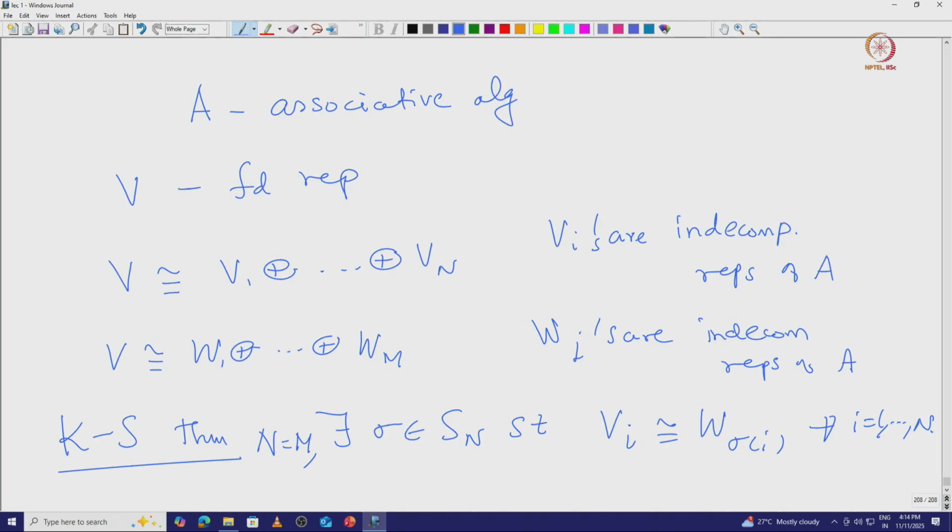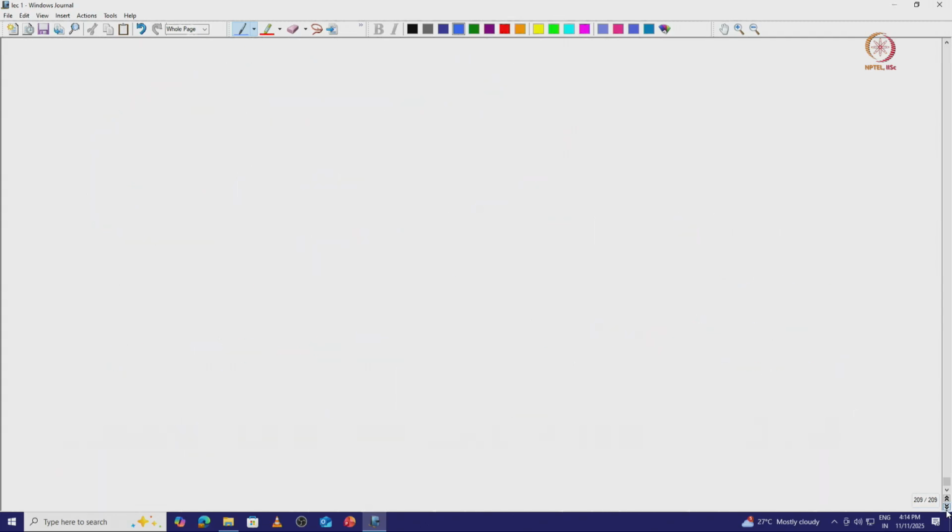Okay, so this is even true in this much generality, but like I said, I am not going to actually discuss it in this generality. Okay, so before actually getting into the character theory, let me make some observations about general representations.